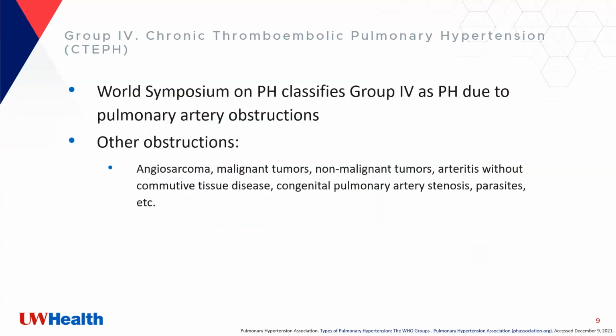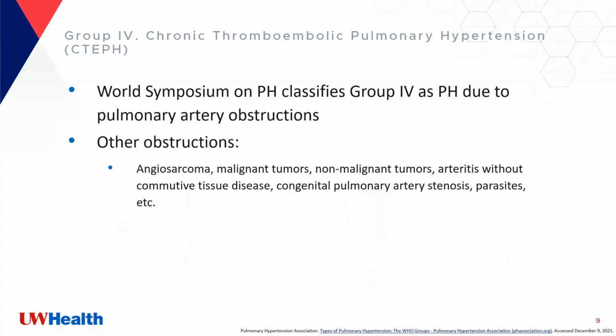Next, we move to CTEPH. It usually occurs when the body is not able to dissolve blood clots in the lungs. This can lead to scar tissue in blood vessels of the lungs, which blocks normal blood flow and makes the right side of the heart work harder.